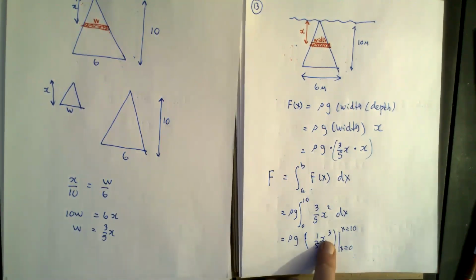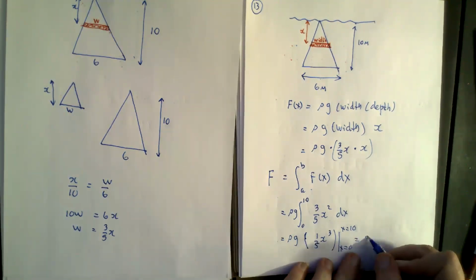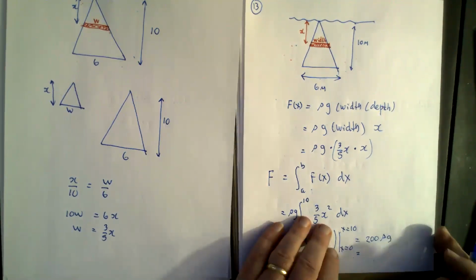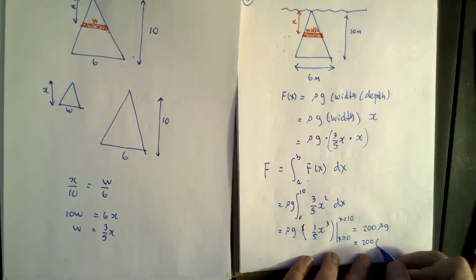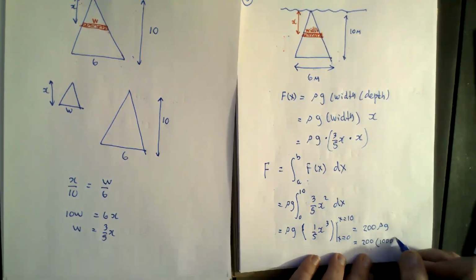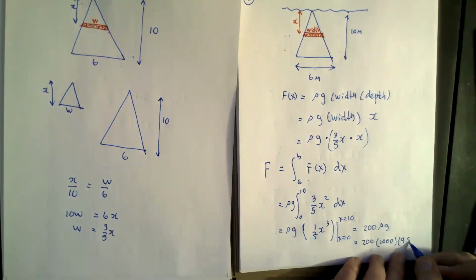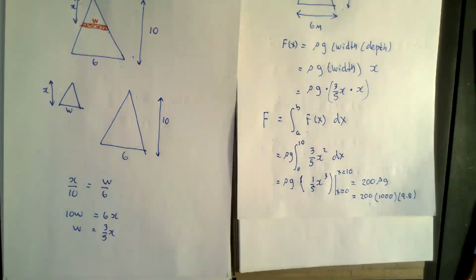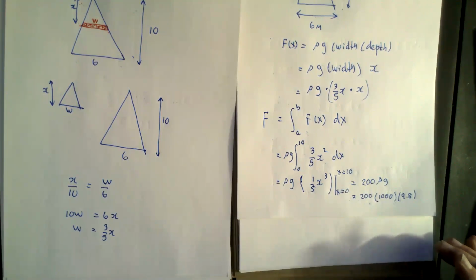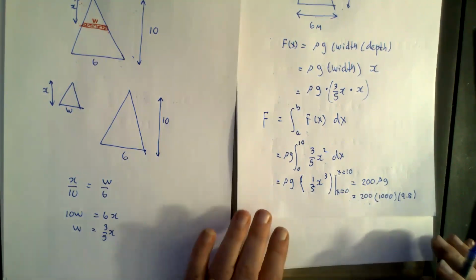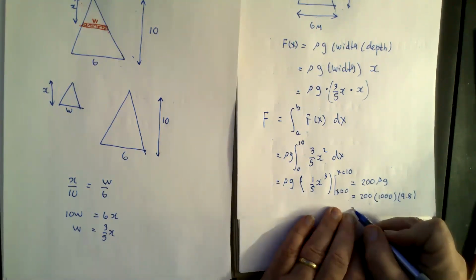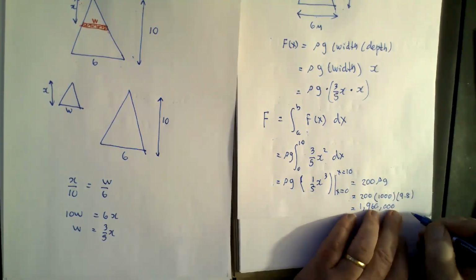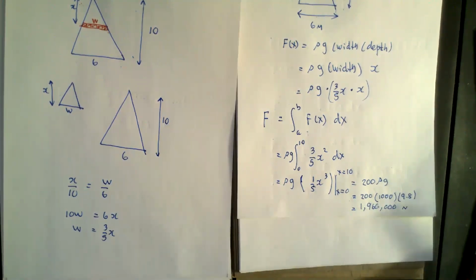Right, that's going to be 1,000 divided by 5, that's 200. So you're basically going to have 200 rho times g. Now to put the numbers in, water has a density of 1,000 and the gravity constant is 9.8. So that calculation, when we put it all together, should be 1,960,000. And the units will be newtons. And that's us done.